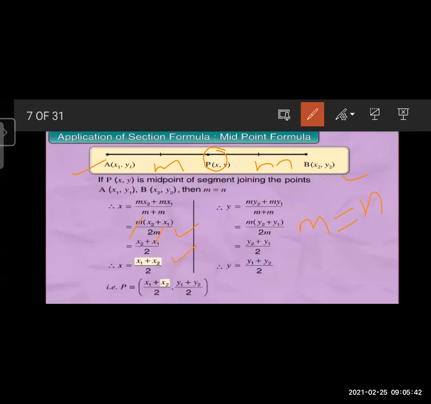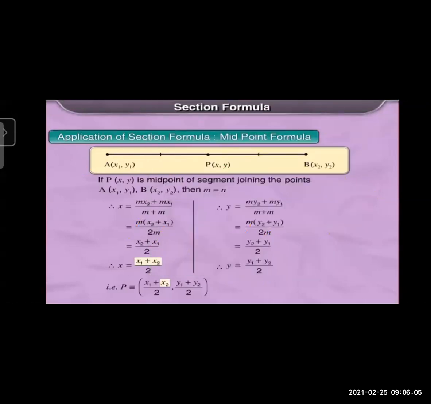Similarly, we can also find y is equal to my2 plus my1. Same, m is common, m plus m is 2m. Then it gets cancelled. We get y2 plus y1 divided by 2. So here we get the y coordinate is equal to y1 plus y2 divided by 2. Okay, so in this way, we find the midpoint formula.